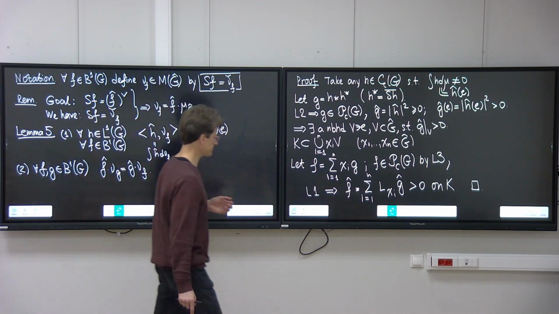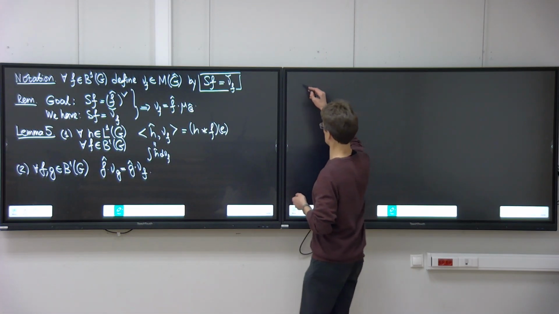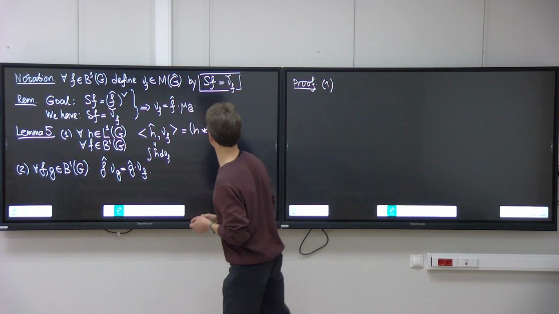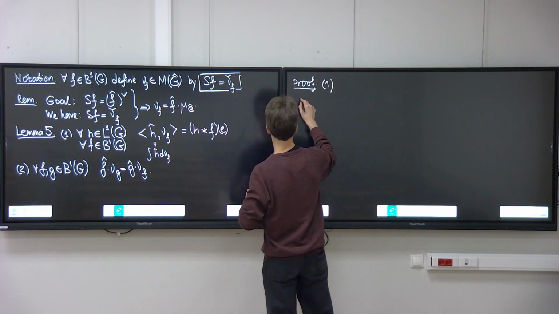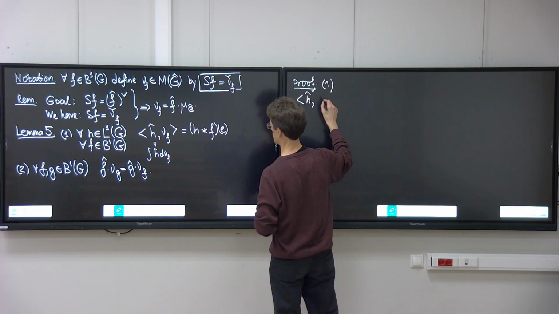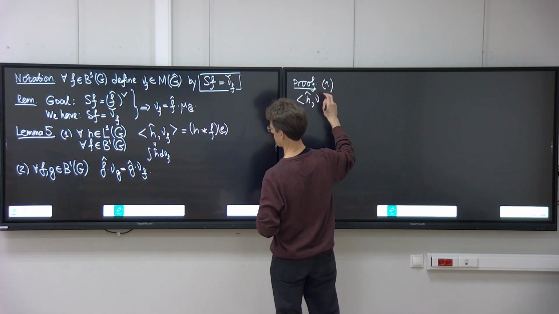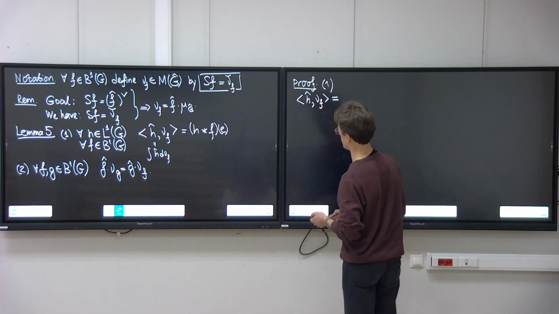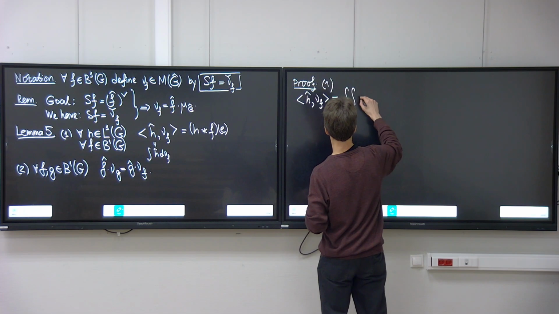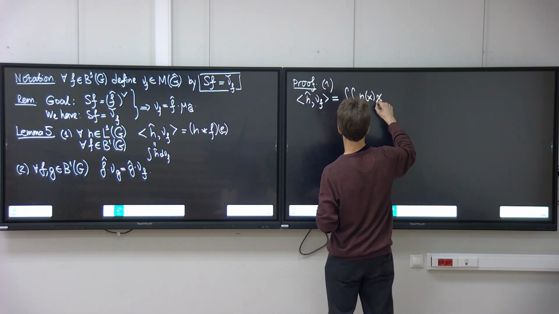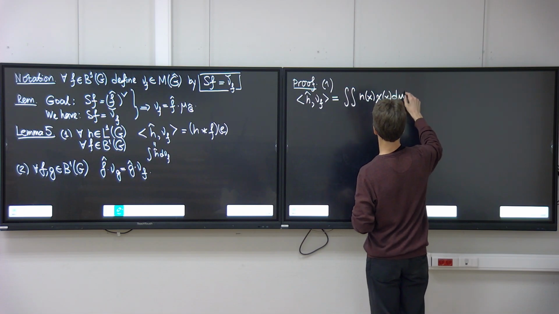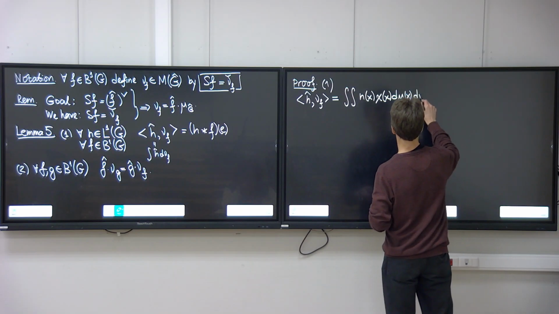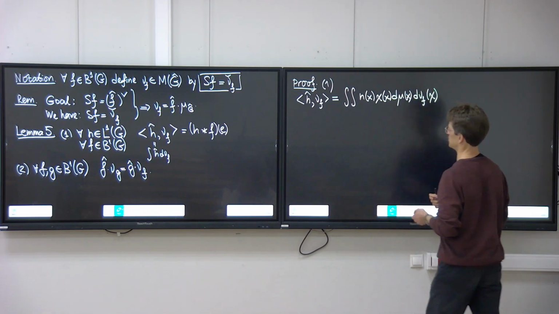Okay. Now let's try to prove this result. Well, let's look at the left-hand side, the integral of H hat with respect to nu F. H hat is the Fourier transform, so it is the following integral. This is the Fourier transform of H, and then we have to integrate with respect to nu F over the dual group.